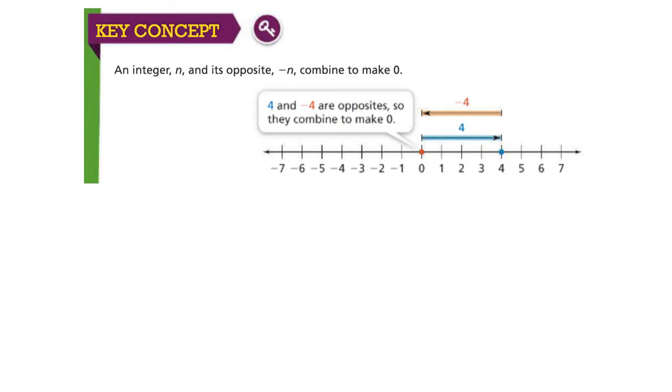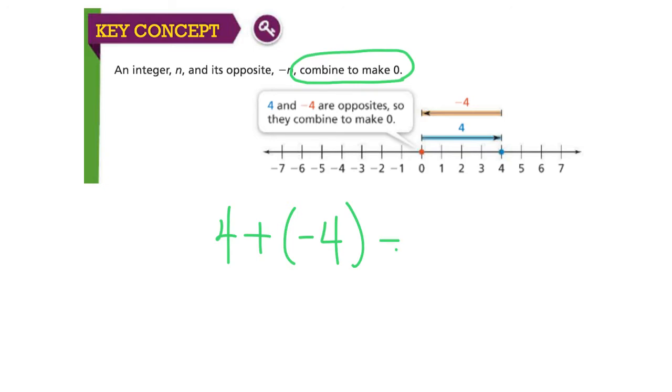In math, a number and its opposite combine to make 0. So a number combined with its opposite will always equal 0.